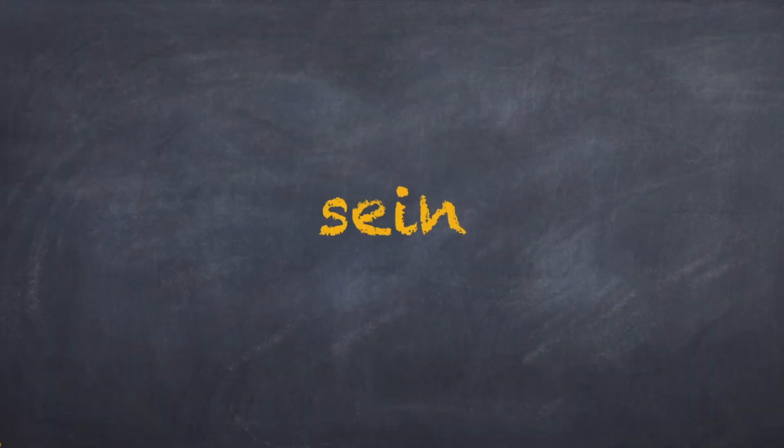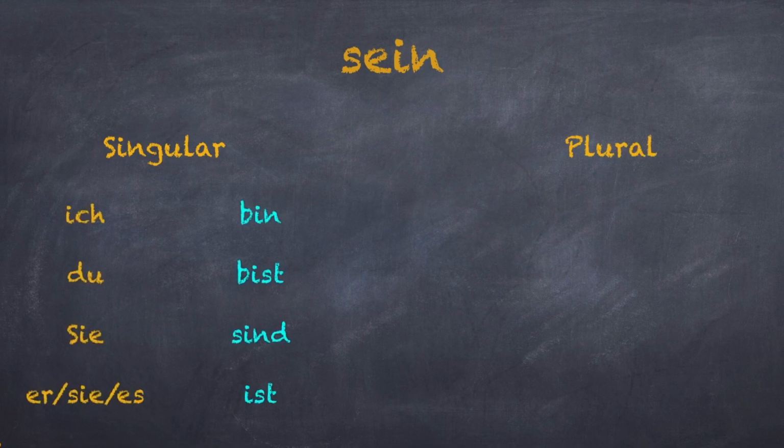Now we can move to the second verb, sein. Here's the conjugation. First, for the pronouns in singular. Ich bin, du bist, Sie sind, er, sie, es ist.